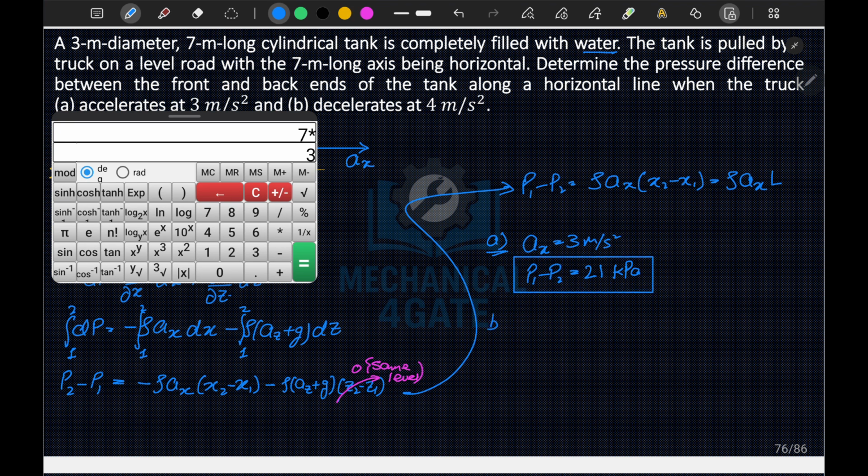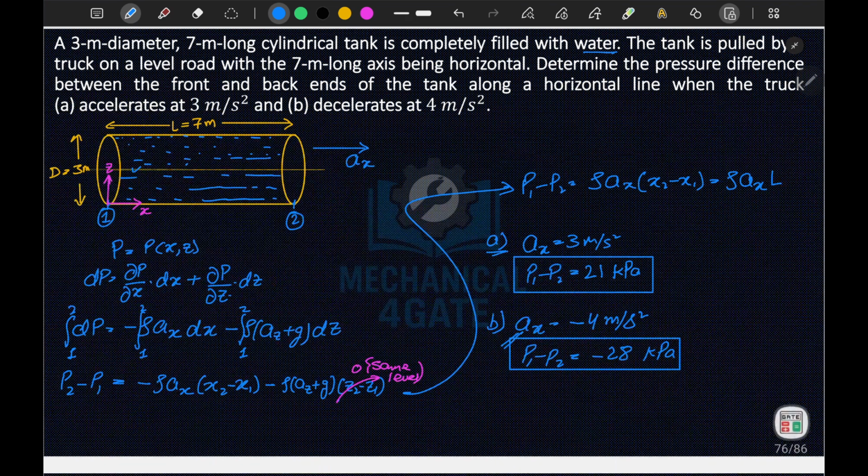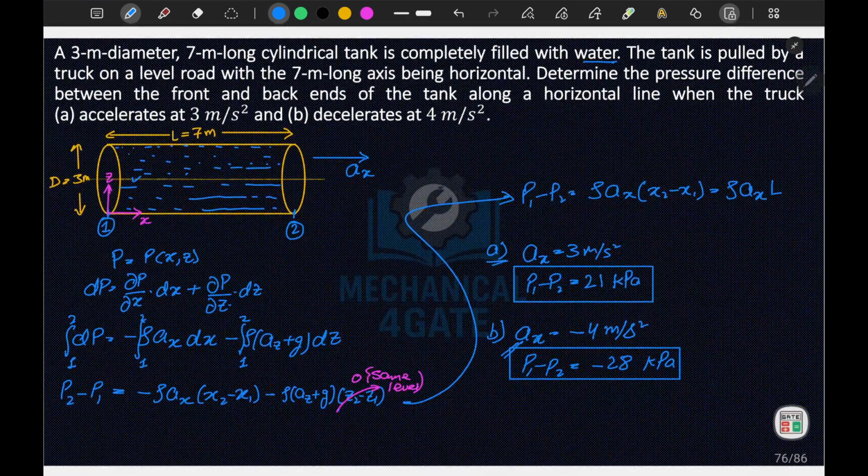Now if I talk about case B, your Ax will become, since it is deceleration, minus 4 meter per second square. So your p1 minus p2 will become rho times of Ax, that is minus 4, times of x2 minus x1, that is L, equal to 7, so this will become minus 28 kilopascal. It means that in case of deceleration, the pressure at P2 will be more than the pressure at P1. I hope you get this point here.